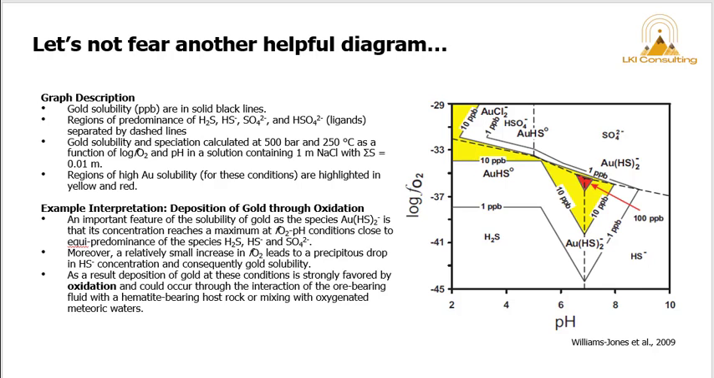So how do we interpret this glorious graph? Let's look at the solubility of gold as a species, AuHS2-. Its concentration reaches a maximum at these fO2 and pH conditions. A small increase in fO2 leads to a precipitous drop in HS- concentration and consequently gold solubility. As a result, deposition of gold at these conditions is strongly favored by oxidation and could occur through the interaction, for example, of the ore-bearing fluid with an oxidized host rock or mixing with oxygenated meteoric waters.